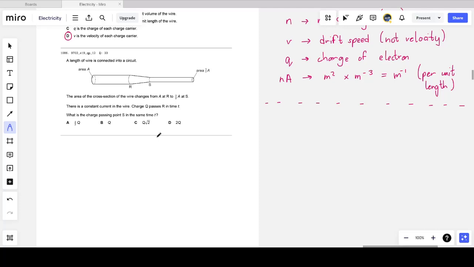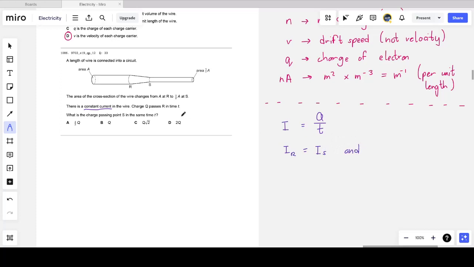So S has half the area that R does. And we want to know how much charge is passing through S if Q is passing through R. Okay, what I know is that current is charge per unit time. And I know that the current is constant. So the current is not changing between R and S. So simply I can say that the current at R is equal to the current at S.